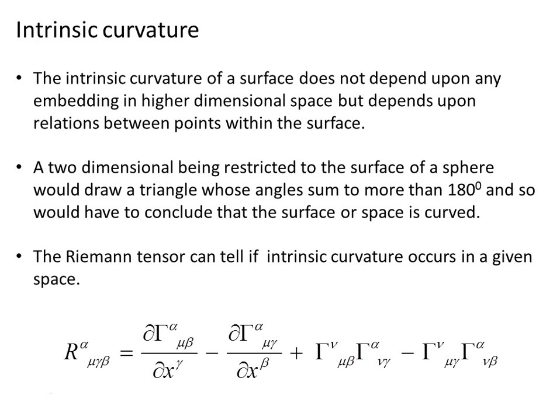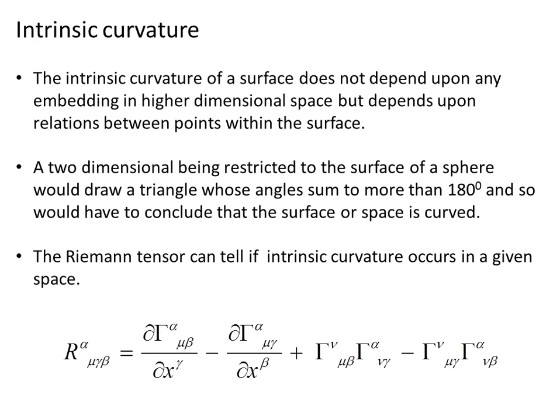Now, intrinsic curvature. The intrinsic curvature of a surface does not depend upon any embedding in higher dimensional spaces, but depends upon relations between points within the surface. So a two-dimensional being restricted to the surface of a sphere would draw a triangle whose angles sum to more than 180 degrees, and so would have to conclude that the surface or space is curved.